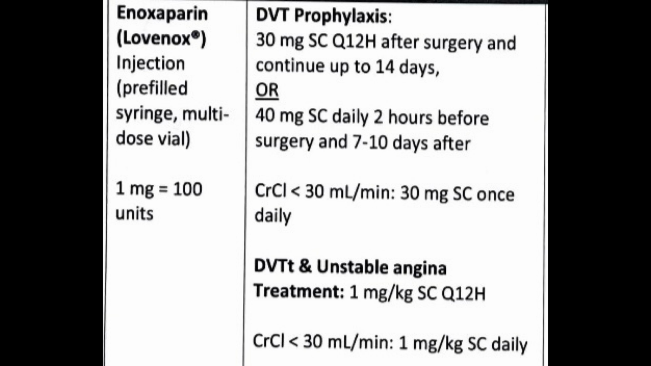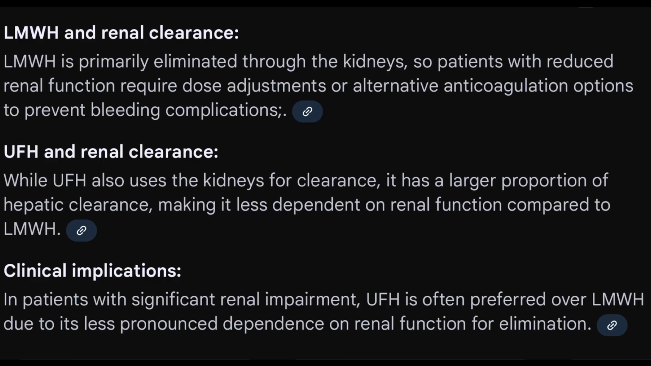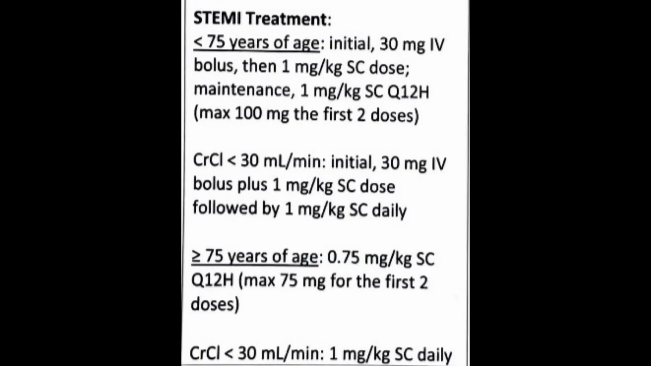Their creatinine clearance, if it's less than 30 milliliters per minute, you kind of want to do a max of 30 milligrams daily sub-Q. This dosing is going to be for DVT prophylaxis. 1 milligram per kilogram sub-Q every 12 hours. You want to monitor that creatinine clearance. Again, if it's less than 30 milliliters per minute, you want to do 1 milligram per kilogram sub-Q daily instead of every 12 hours if you're trying to treat someone with a DVT or unstable angina.